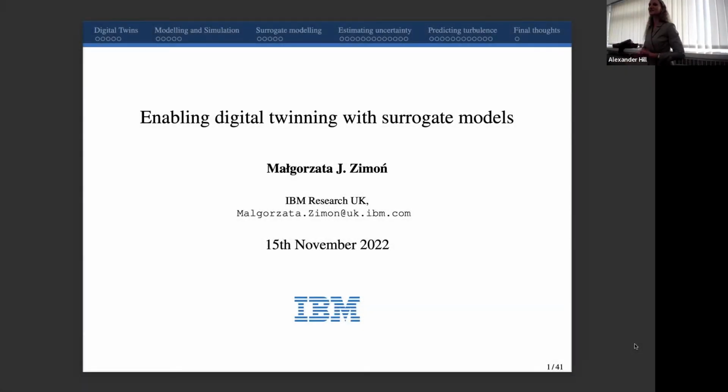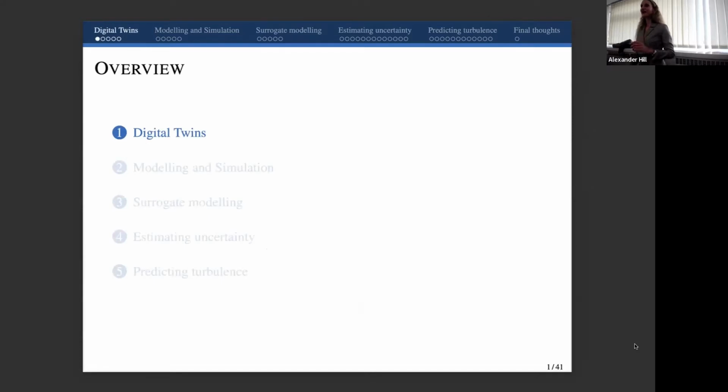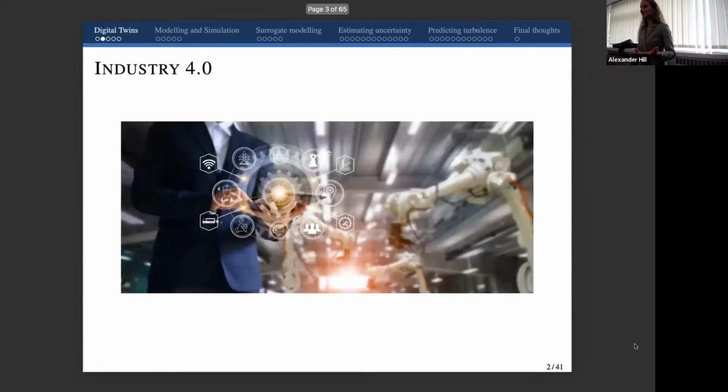I would like to talk to you about surrogate models, which I think are building blocks of the current industrial revolution. To explain this, I first need to define what digital twins are. So we define the industrial revolutions.